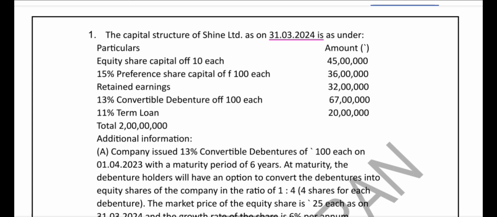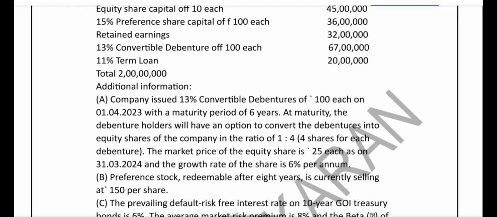And next they have given additional information. Company issued 13% convertible debentures of rupees 100 each on 1/4/2023, with a maturity period of 6 years. At maturity, the debenture holders will have an option to convert the debentures into equity shares of the company in the ratio of 2:1, and 4 shares for each debenture.